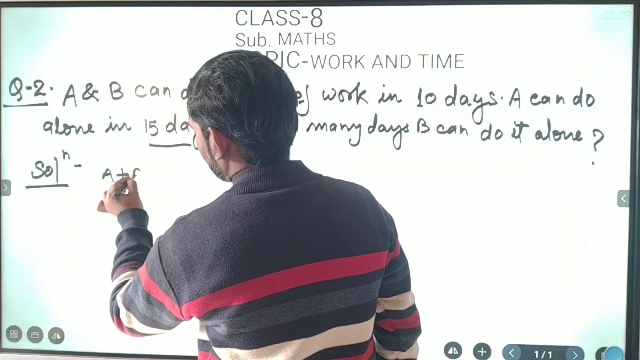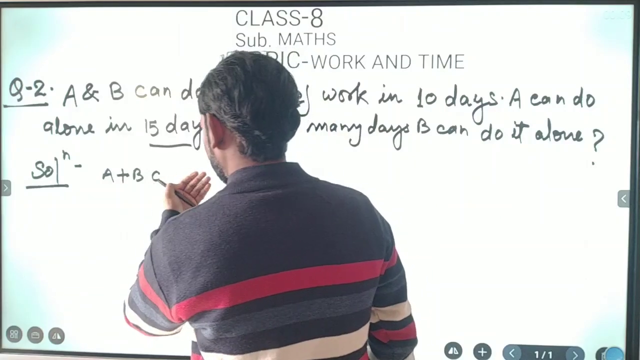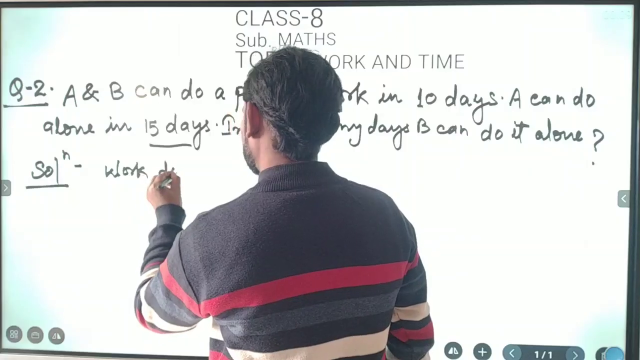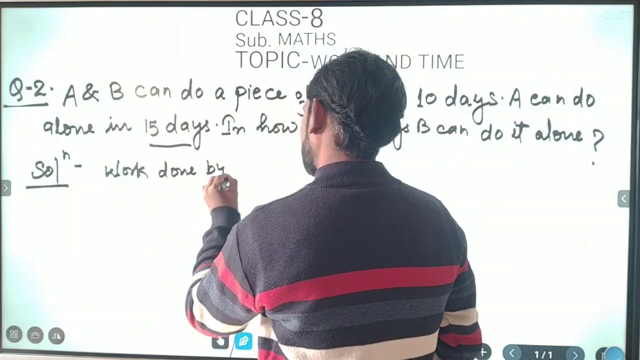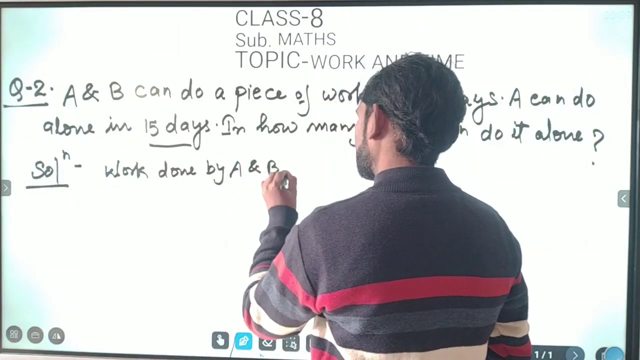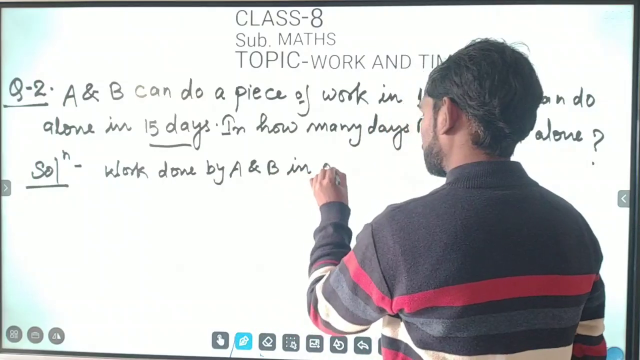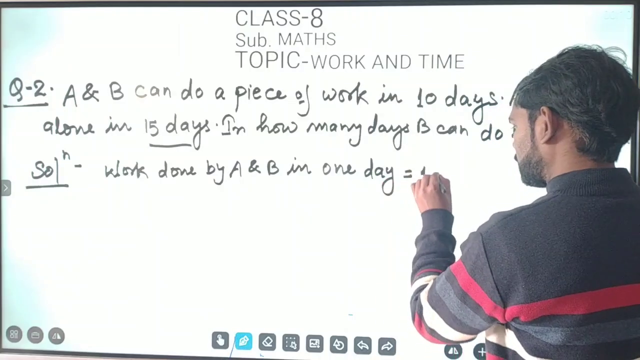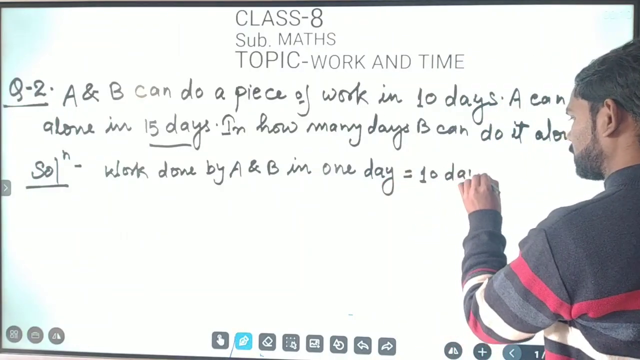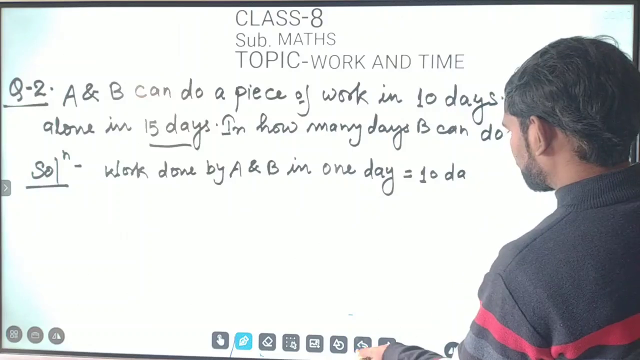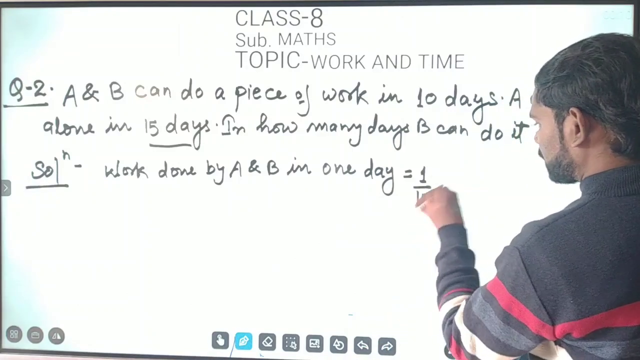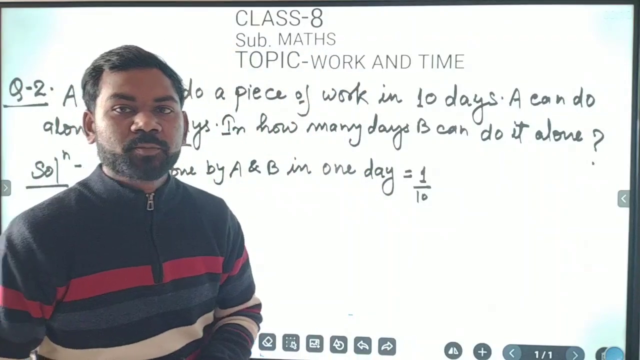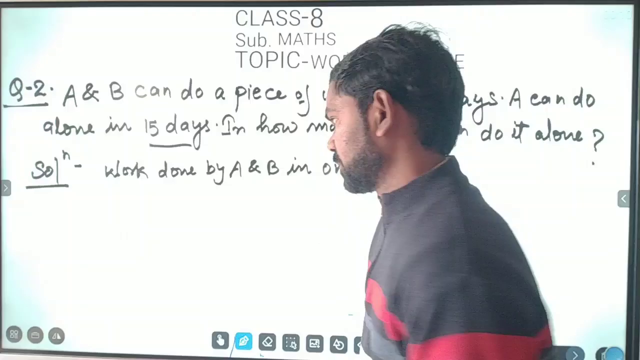Here, work done by A and B in 1 day is equal to 1 by 10. This 1 by 10 represents the fraction of work completed by A and B in 1 day.